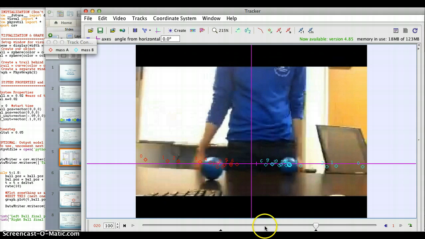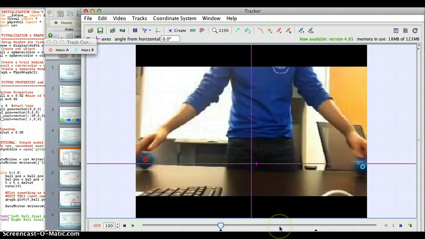Now we will look at our original video in Tracker. I have set the right side of the axis to be the positive x direction and the left side to be the negative x direction. The ball to the left is mass A and the ball to the right is mass B.